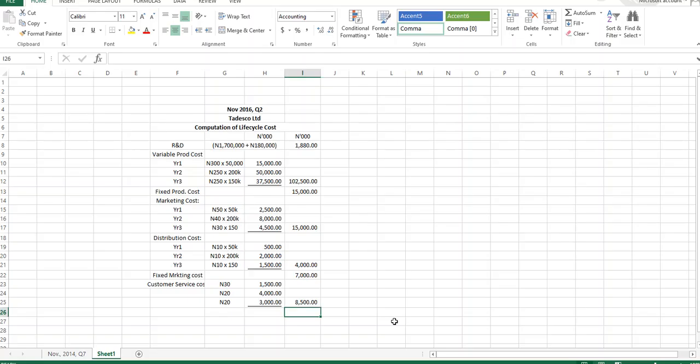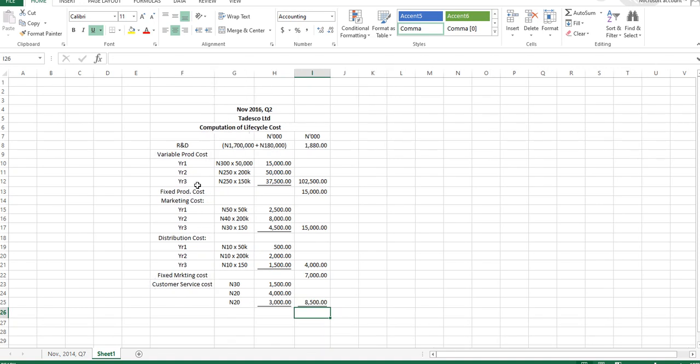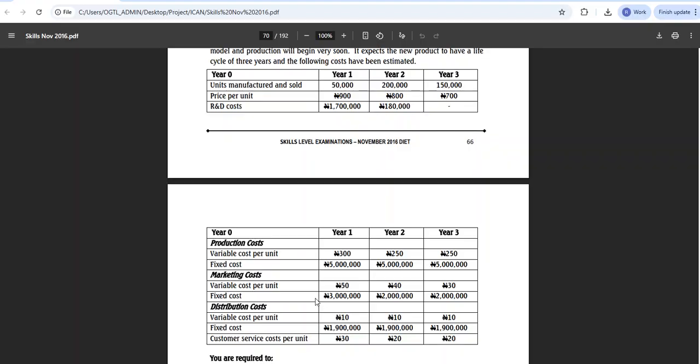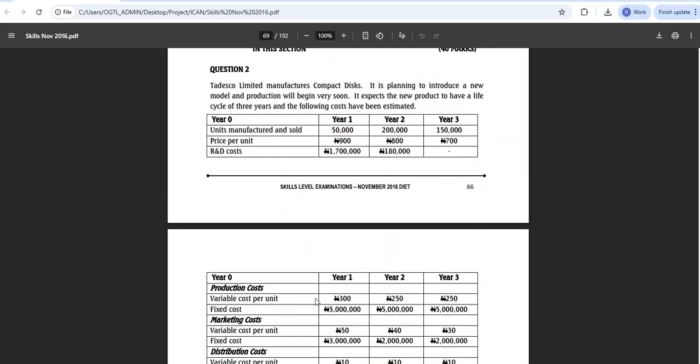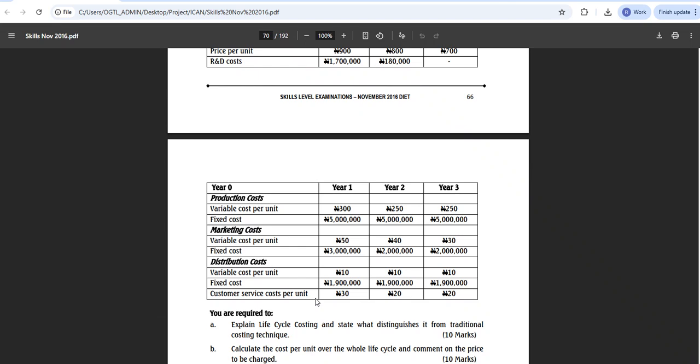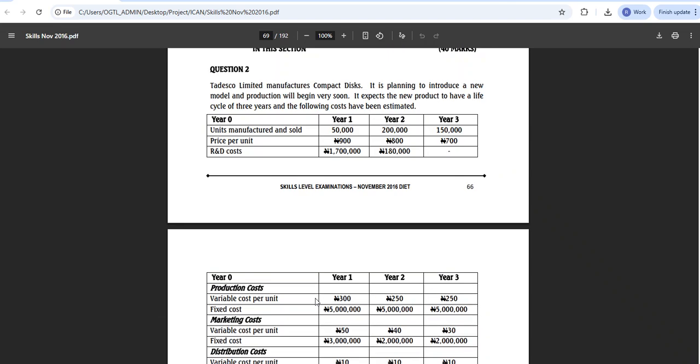No, sir. Is there any other cost, like fees? Okay. The fixed distribution cost is here. No, the other one, 1.9 million. The one with 7 million, 1.9 million is there. Which one is 1.9 million? Where is the fixed distribution cost?